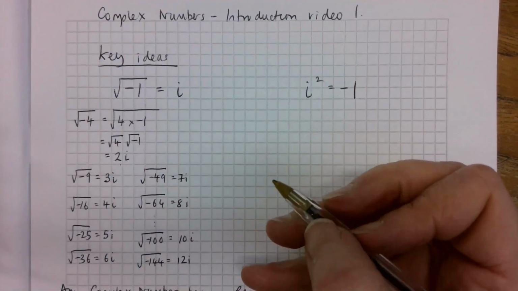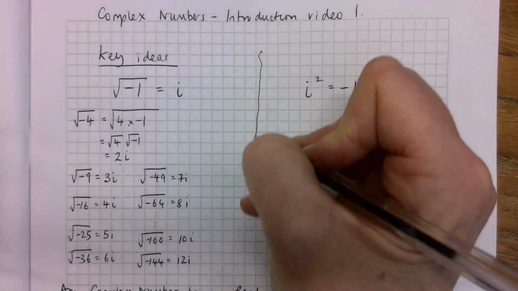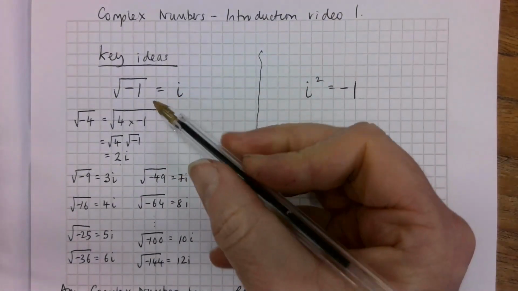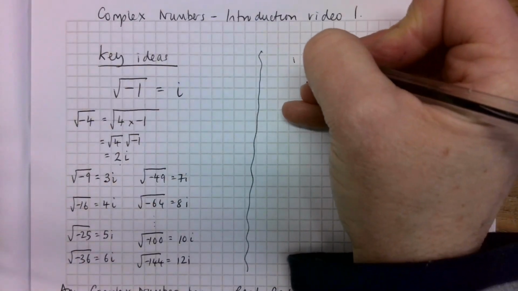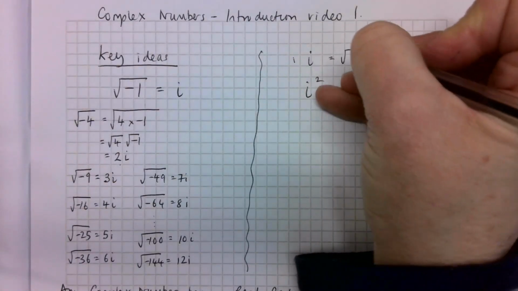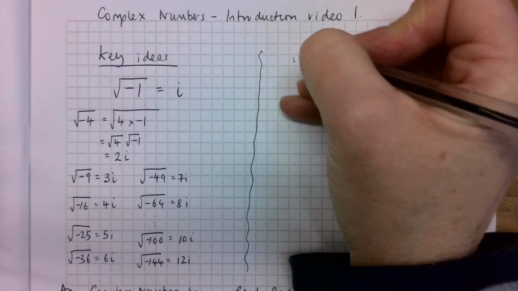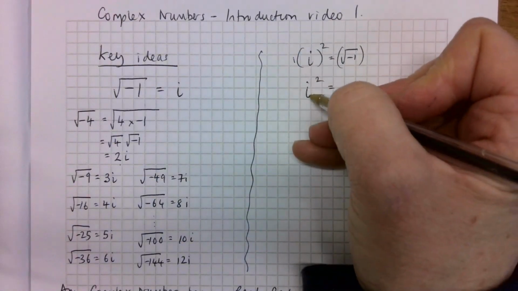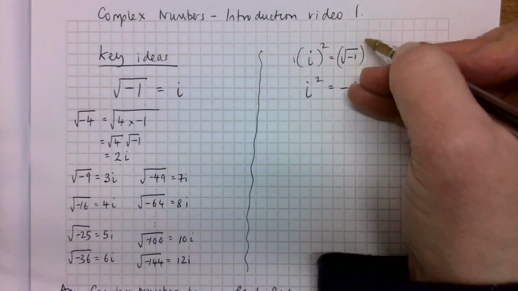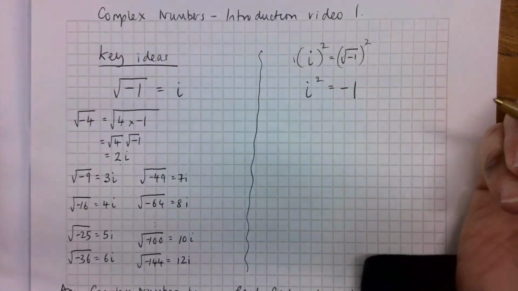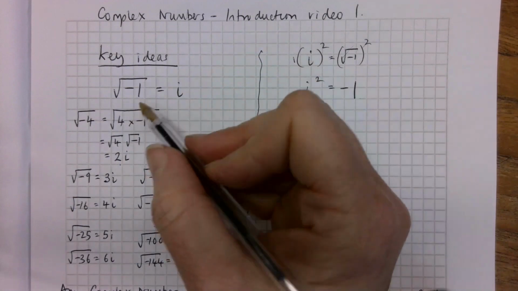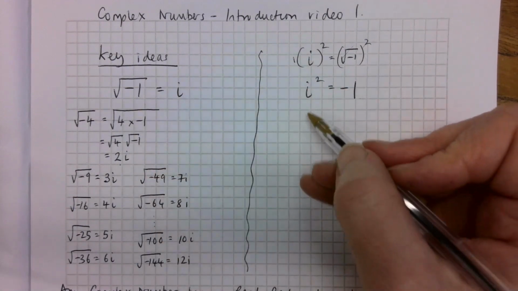So to find the square root of a minus number, we just square root the number and make it that number of i. Now, if the square root of minus 1 is i, if I square both sides, I've got i is equal to the square root of minus 1. If I square both sides, I get i squared here. And if I square the square root of minus 1, they cancel each other out and I'm left with minus 1. So as well as the square root of minus 1 being i, i squared is minus 1.